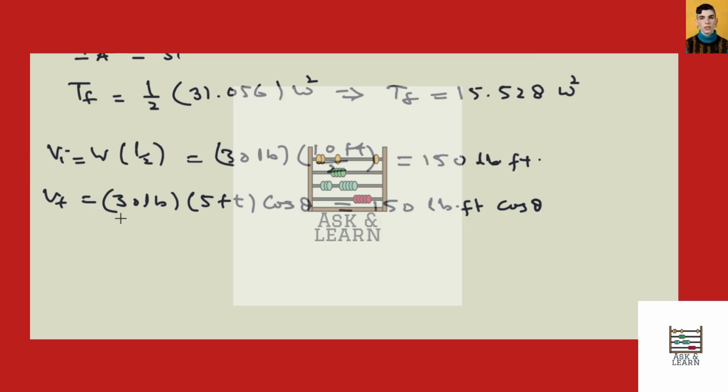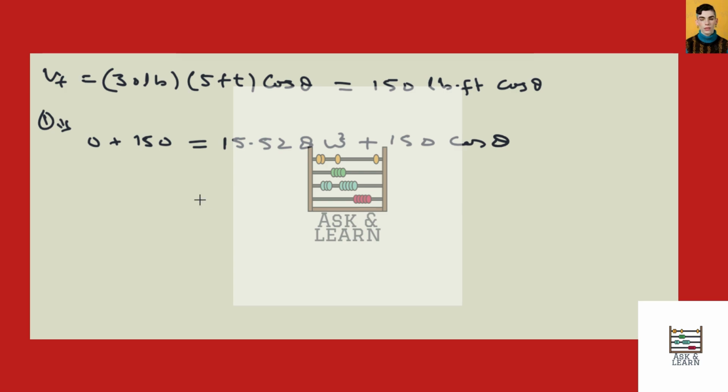Now by inserting these values into equation number 1, we can write equation number 1 as 0 plus 150 is equal to 15.528 omega square plus 150 cosine of theta. So from here we can write a relation for this omega square as omega square is equal to 9.66 into 1 minus cosine of theta. Let's call it equation number 2.